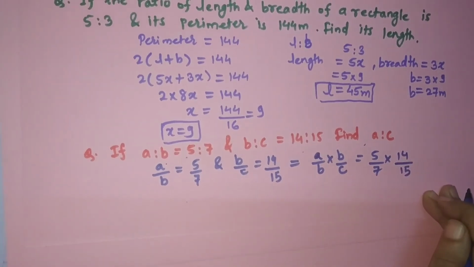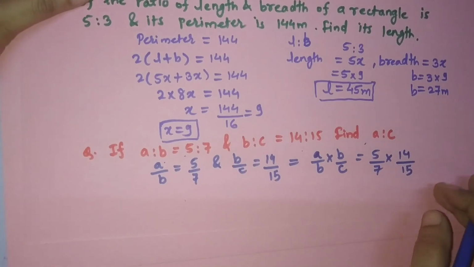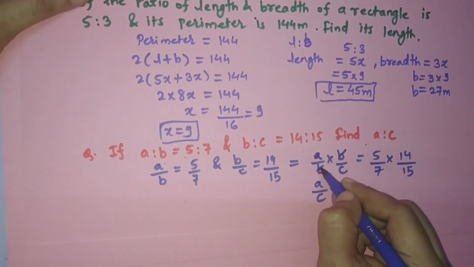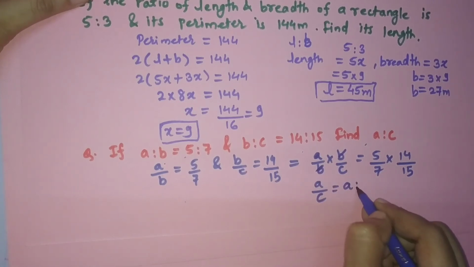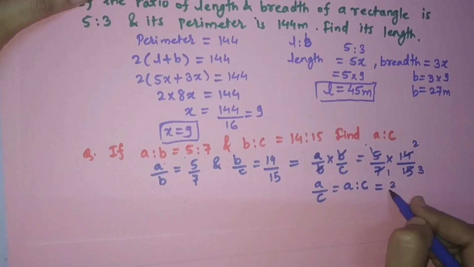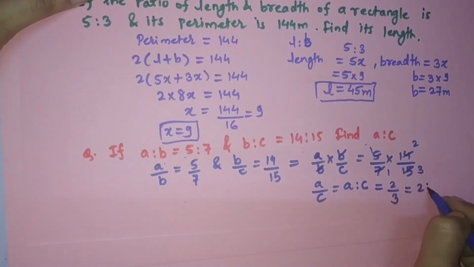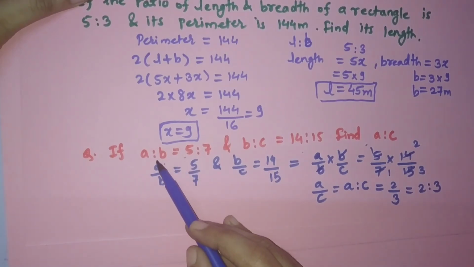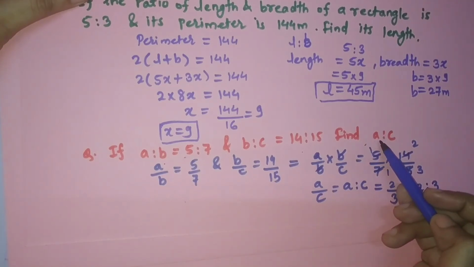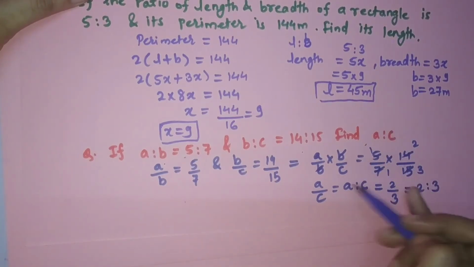So when we do it like this, we'll get the A by C ratio here, because this B is going to be cancelled. So we'll get A is to C. So what is A is to C, friends? Here you can cut: 7 1s are 7, 7 2s are 14, and 5 1s are 5, 5 3s are 15. So here we'll get 2 by 3. 2 by 3 is nothing but 2 is to 3. So when the ratio of first to second is given and second to third is given, and we are asked to find the first to third, you can multiply them and you can reach the answer.